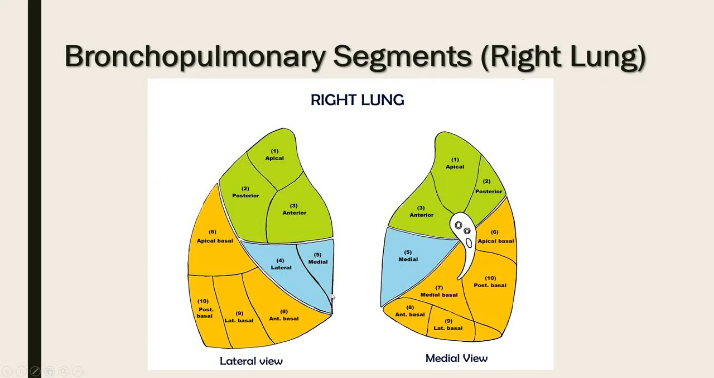In case of the right lung, there are 3 lobes: apical, posterior, anterior at the upper lobe. The middle lobe will have medial and lateral, and in case of the lower lobe, it is apical, then medial basal, then anterior basal, then lateral basal, then the posterior basal. In your professional exam, this question will come: draw and label the bronchopulmonary segments of the right lung or the left lung in both views.